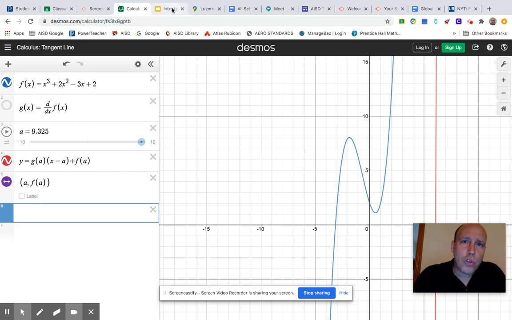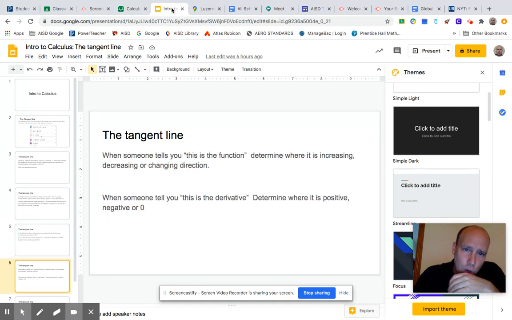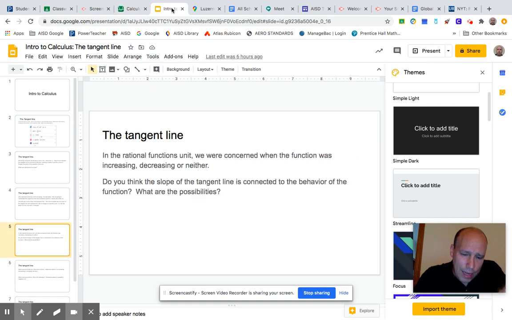So let's go back to the tangent line. What we're interested in is this relationship between that tangent line and the curve. Is there a connection between the slope of the line and the curve? And the answer is yes. In the rational functions unit, we were concerned with whether the function was increasing, decreasing, or neither. Do you think the slope of the tangent line is connected to the behavior of the function? What are the possibilities? What do you think?